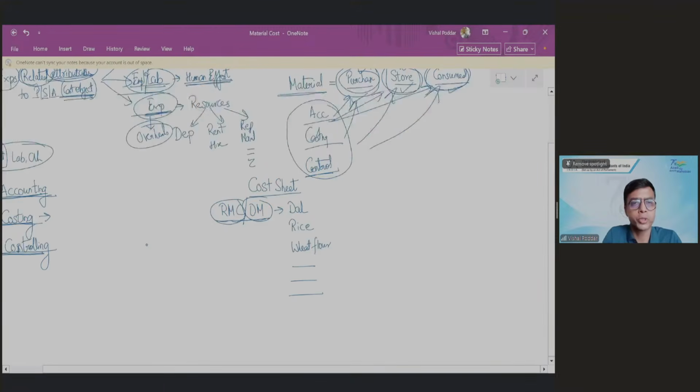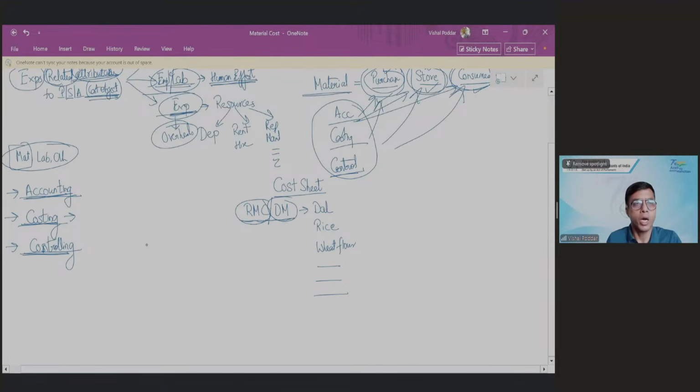Now comes the most important part. How do we do costing of material? In fact, for that matter, costing of all expenses: material, labor, overheads, how it is done. Now pay attention, because this is the most crucial part of this subject. Because when I want to do costing, what is costing?